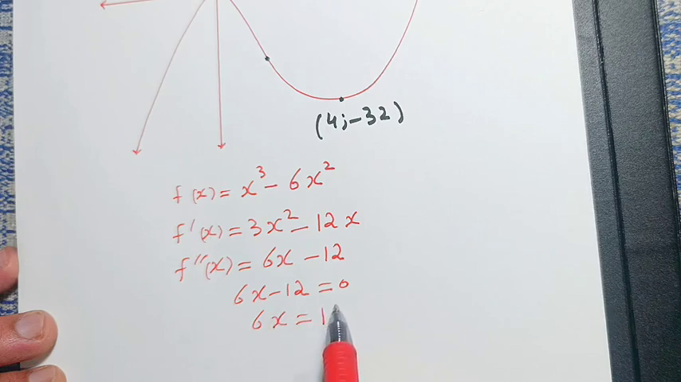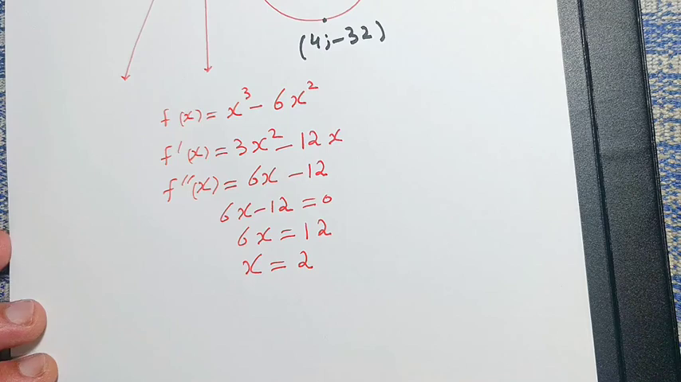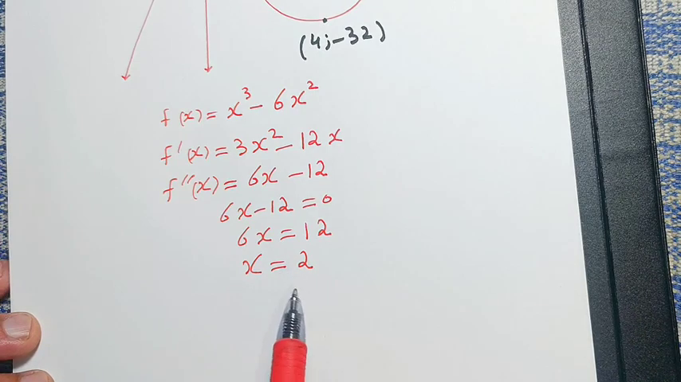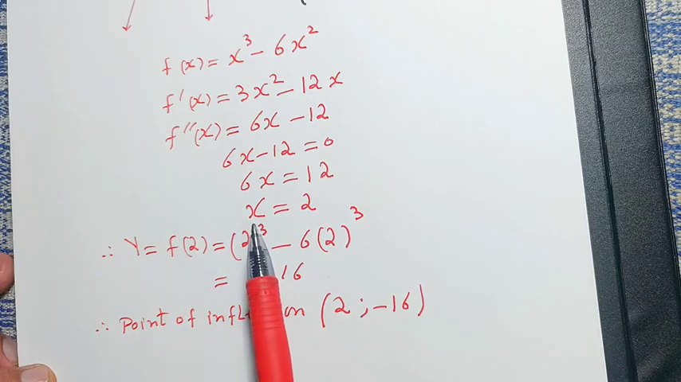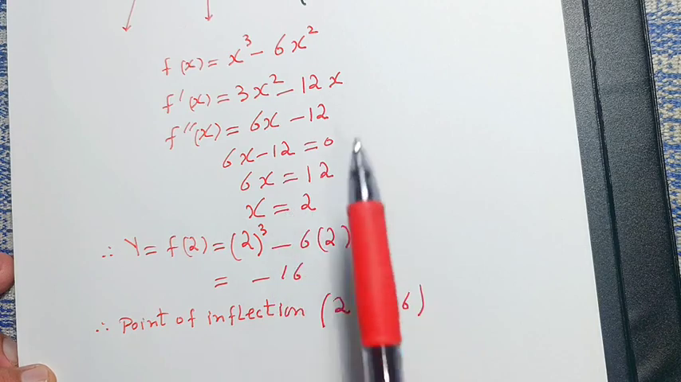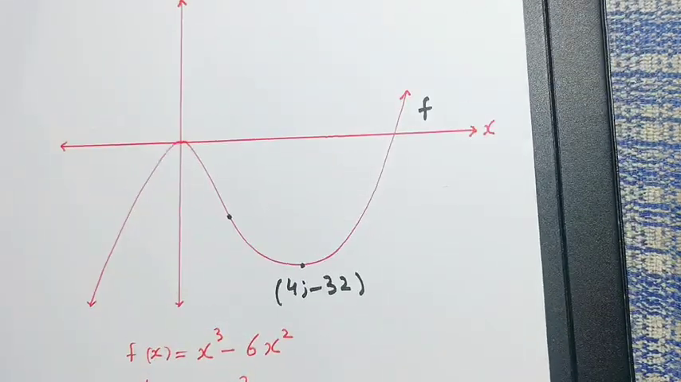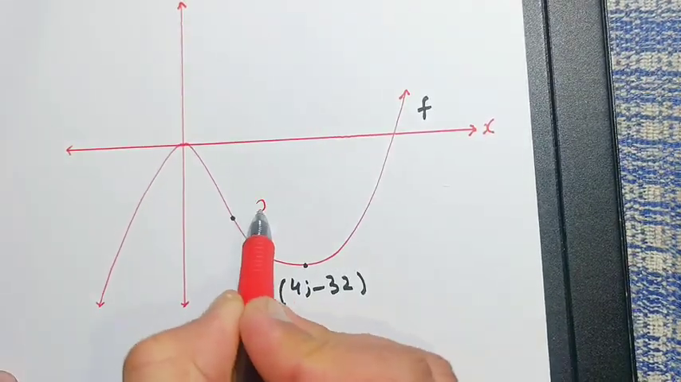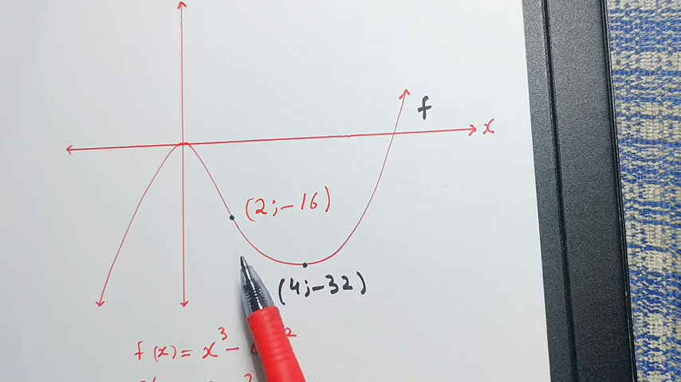Negative 12 becomes positive 12 this side. Both sides you divide by 6. So the answer is going to be x equals positive 2. Now I need to put this x equals positive 2 back into the original function to get the y value. Now I substitute x equals 2 back into the original function, and I find the y value is negative 16. So therefore the point of inflection here is going to be (2, -16). So this is the point of inflection.